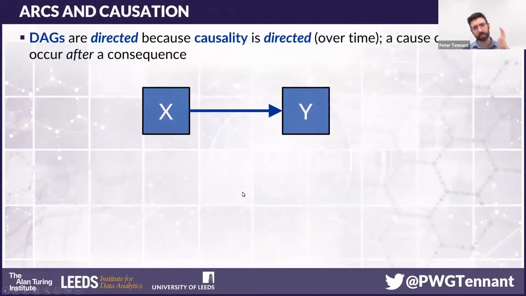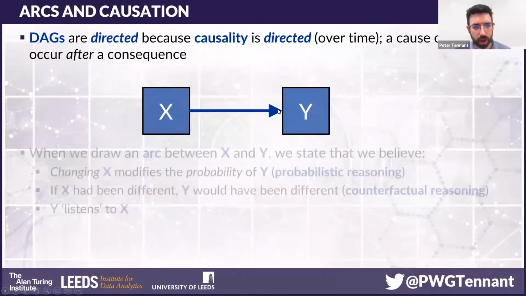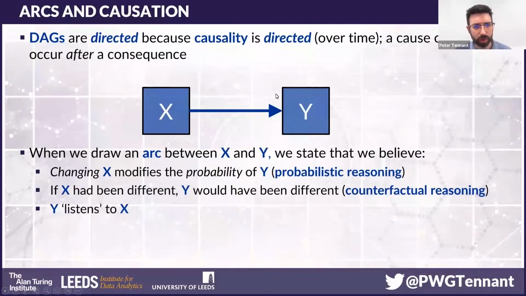So why are they directed? Well, they're directed because causality is directed over time. A cause cannot occur after a consequence. So if we have this relationship X, Y, and we draw this arc here, then we are making a number of key statements along the lines of the following.